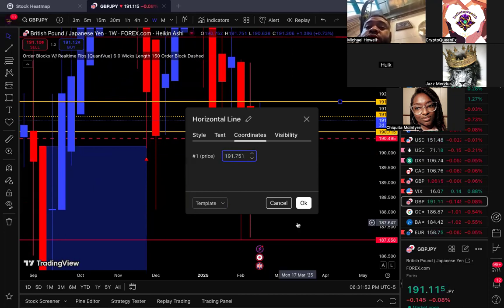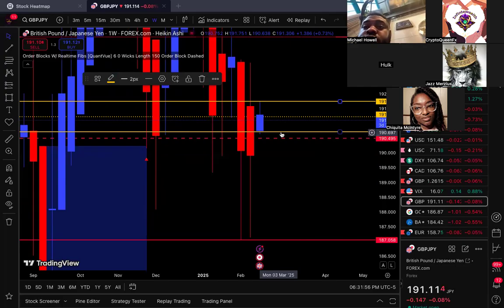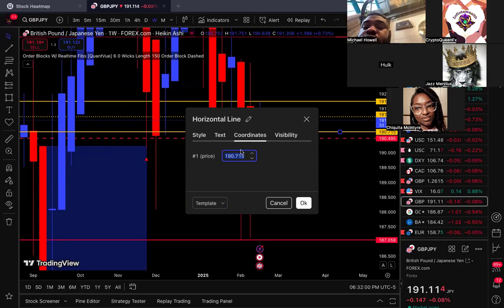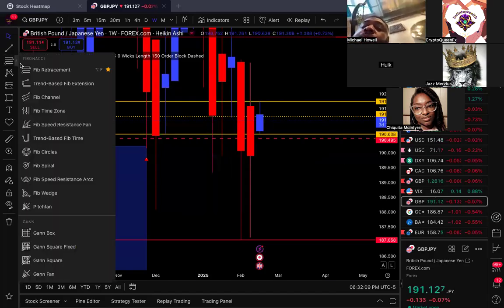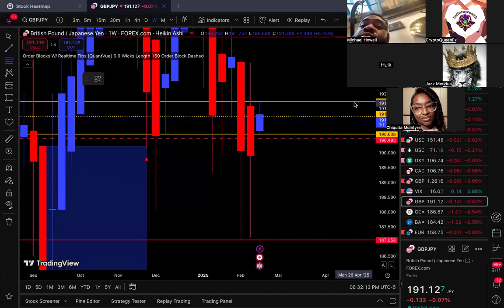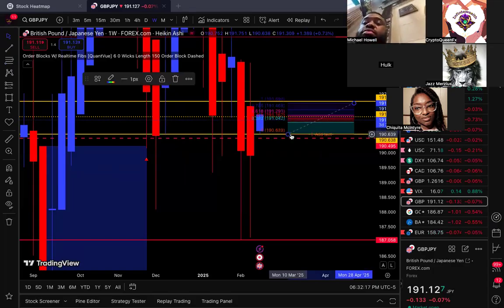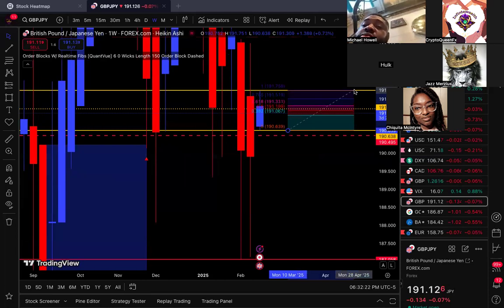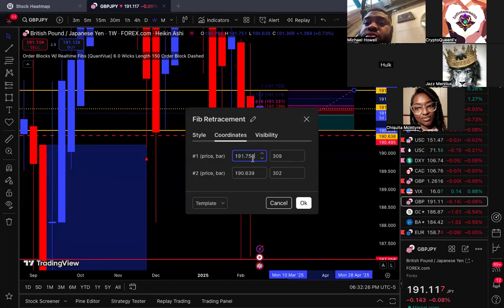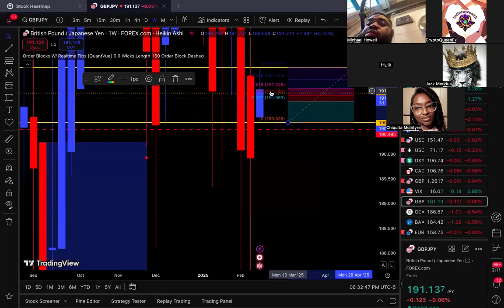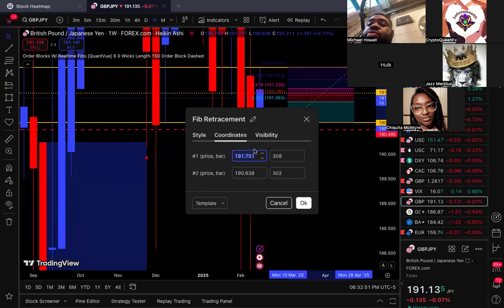The high 1751, the low 196.38. In the middle is the 0.5, that red one. So it's 191, 195 is the middle.